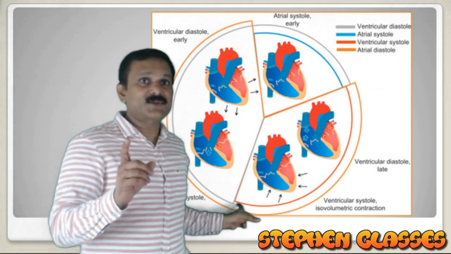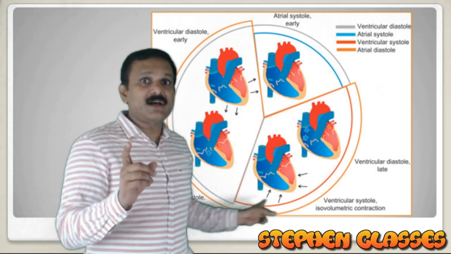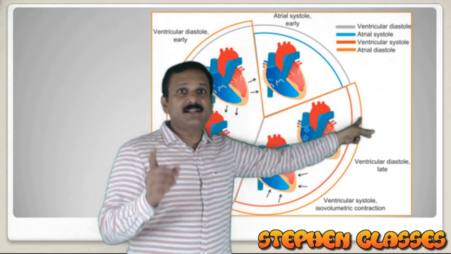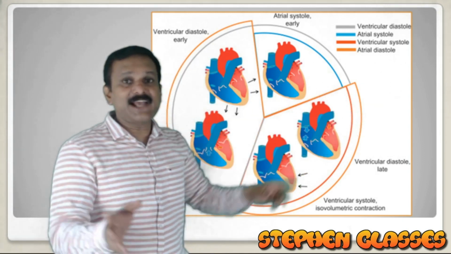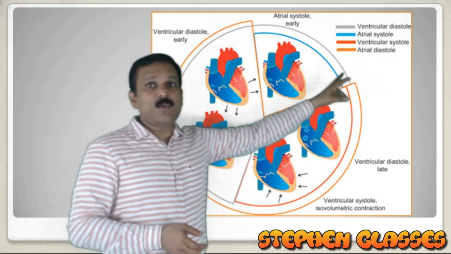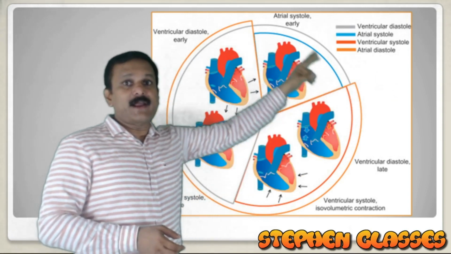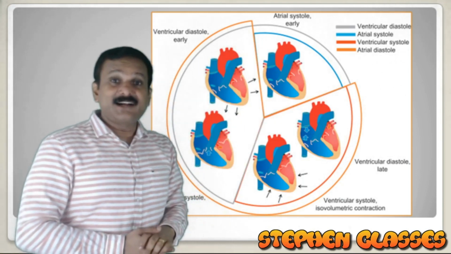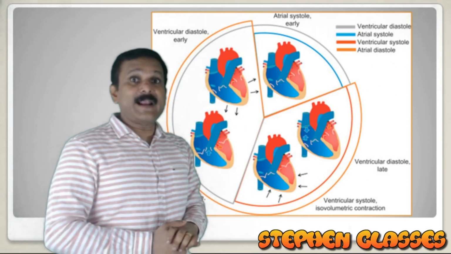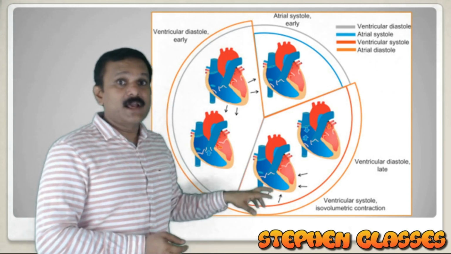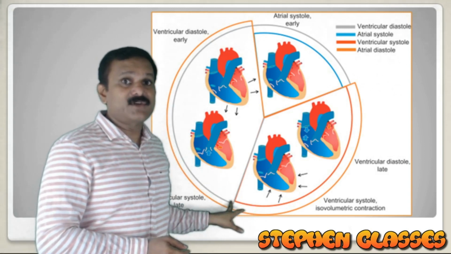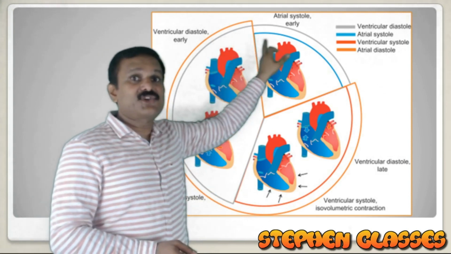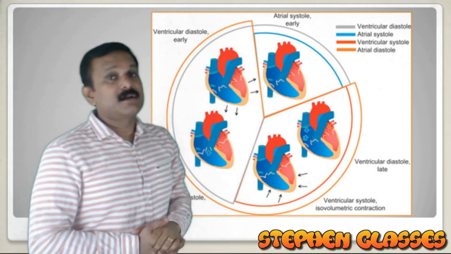That is ventricular systole. And what about the orange color? Orange color starting from here, you can see, denotes the atrial diastole. So atrial diastole will be from this point to this point. All along this area you can consider as the atrial diastole. And what about the ventricular diastole? Ventricular diastole is in the ash color starting from here. So this ash color, this curve, is the ventricular diastole.